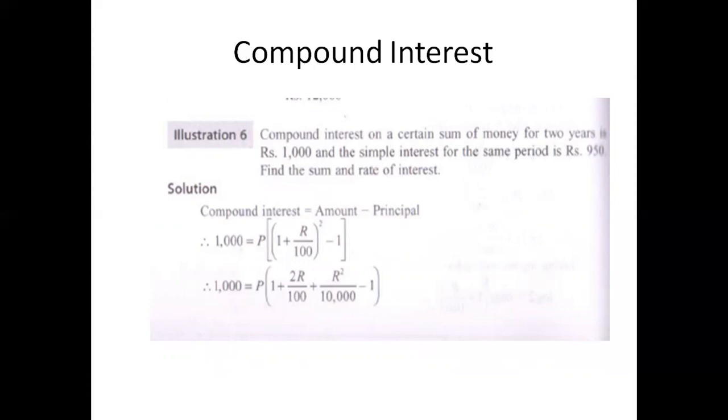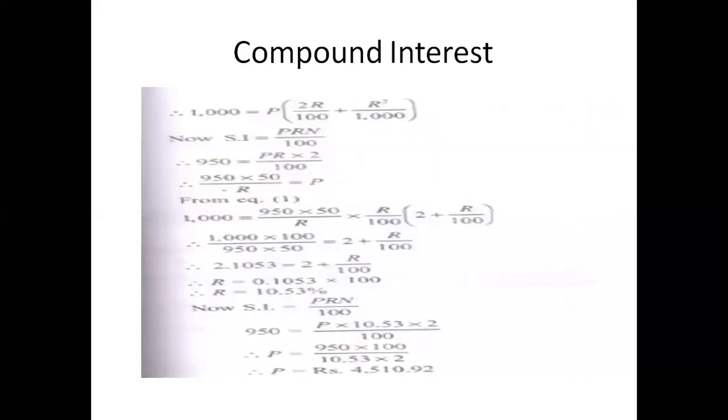Now we equate both, so this minus 1000 and this is 950. So we have 950 is equal to this, and that is equal to P. So substituting for P in the above equation, we can find that 1000 is equal to P, which is 950 into 50 by R. We substitute for P, we get now 1000 is equal to 950 into 50 by R into R by 100 into 2 plus R by 100.